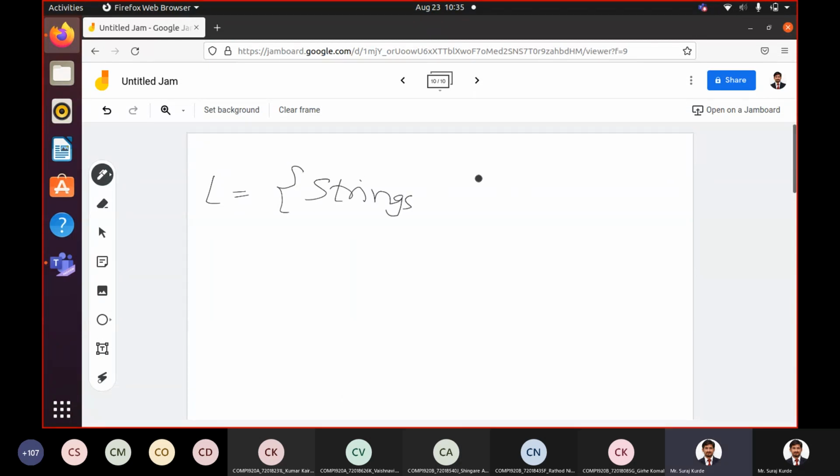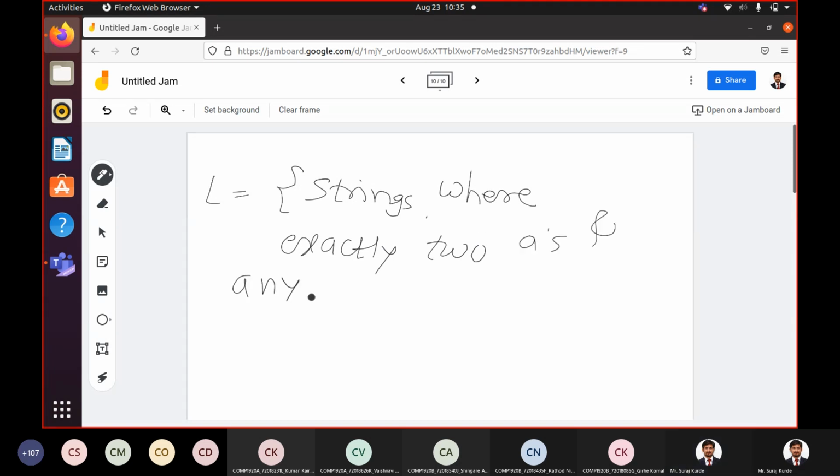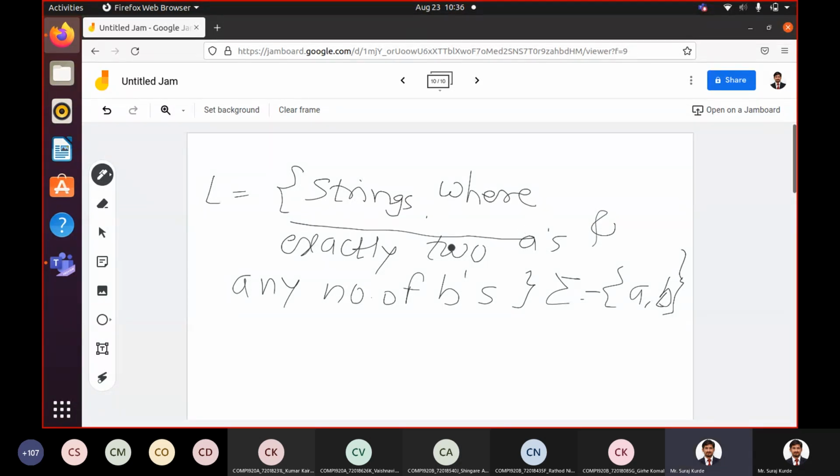L is a set of strings where it consists of exactly 2 A's and any number of bits. So here input is A and B. Now understand the question. Exactly 2A.